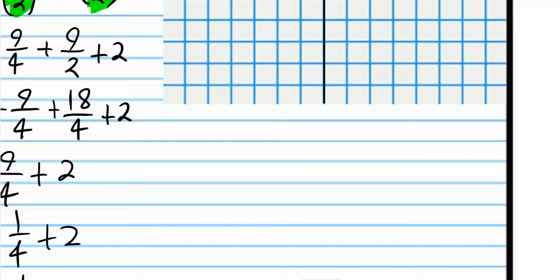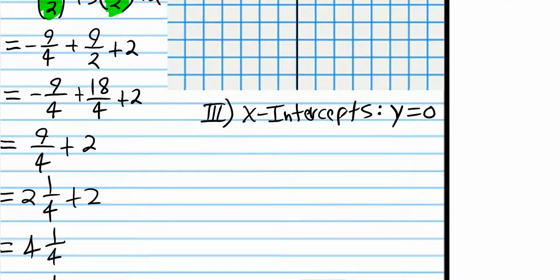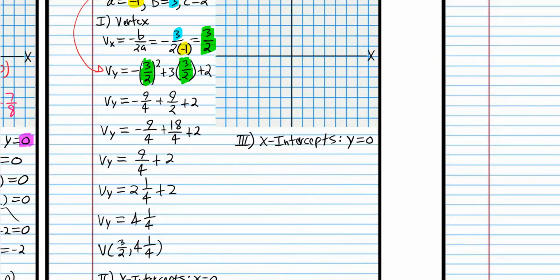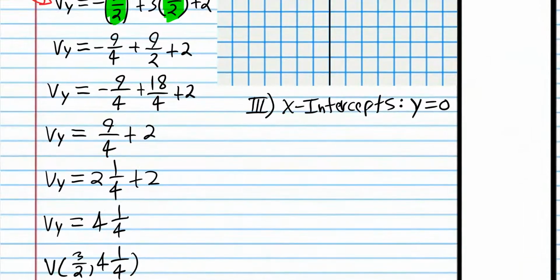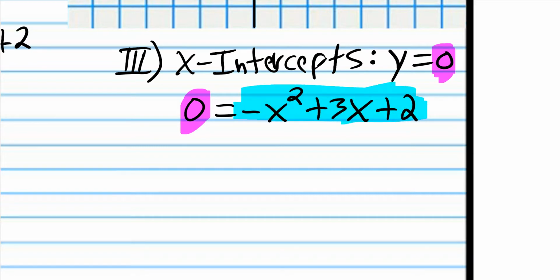So now we're going to find the x-intercepts, and that's where things are going to be quite different. Of course, we're going to let y be 0. And let's copy that equation down, negative 1, 3, 2. And so we're going to go ahead and let that y value equal 0. But this expression here is not easily factorable. All quadratic expressions are factorable, but they're not all easily factorable.